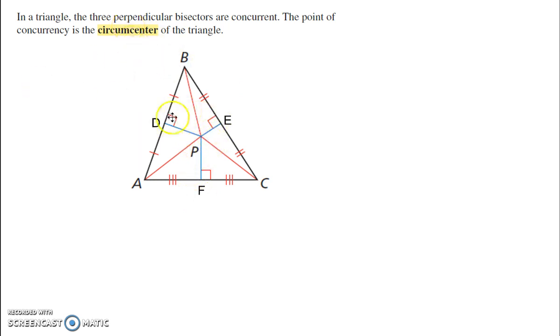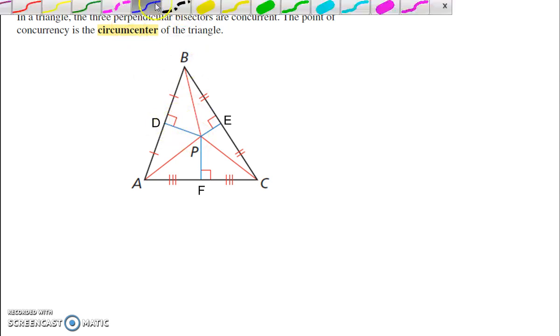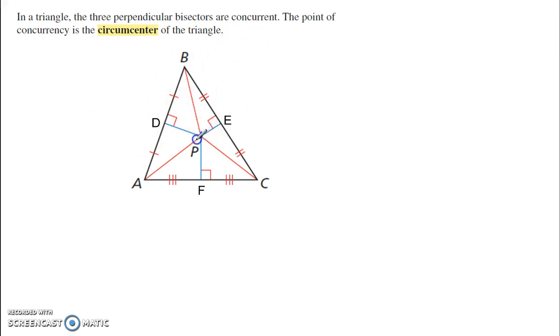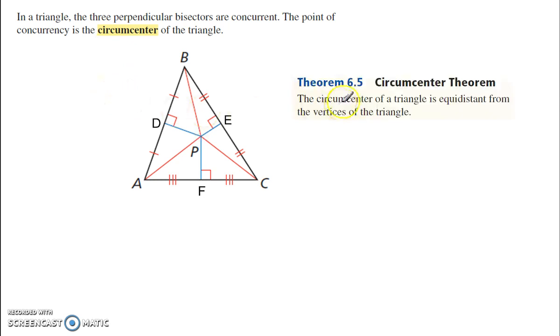Now in a triangle, if three perpendicular bisectors are concurrent, that means they meet at the same point, the point of concurrency is called the circumcenter of the triangle. So our theorem here is the Circumcenter Theorem, and that means in a triangle, the circumcenter is equidistant from the vertices. Okay, so this point P is the same distance from A as it is from C.